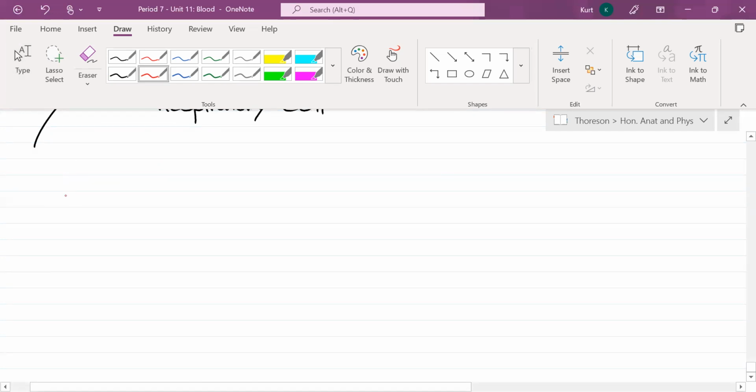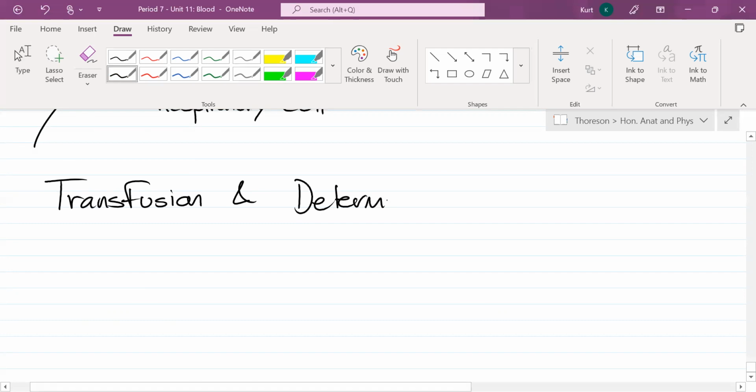So this is going to lead me to my next topic, transfusions and determining blood type. So Eva, you were the only one that said that you were going to get blood. Here's what they're going to do.